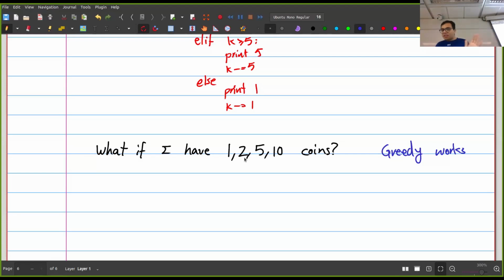So without saying that 5 is a multiple of 2, I could still argue that I'm going to use at most two $2 coins, right? But I'm also going to say I will never have two $2 coins and one $1 coin, because I can just take all three of them out and put a $5 coin in, right? And this argument basically shows that every time I'm going to just take the largest possible coin, and it's going to be optimal.